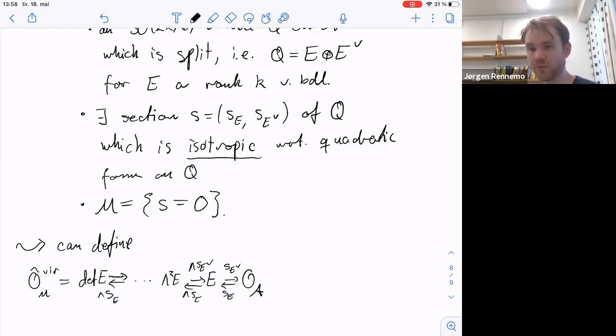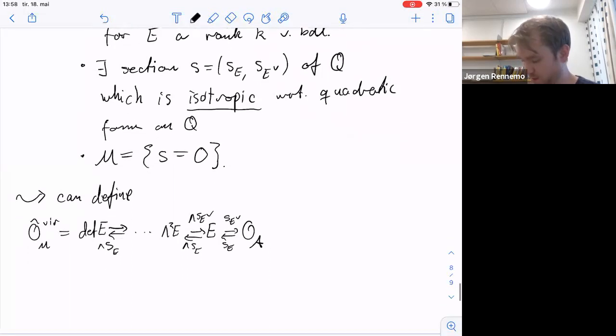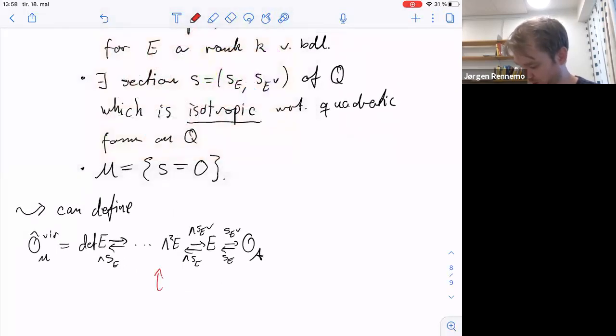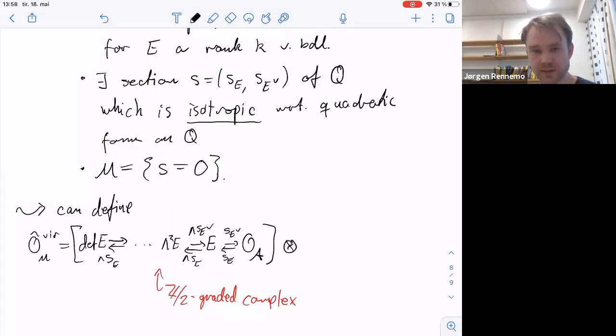So you have arrows going both ways. What that means is this isn't really a complex in the usual sense. This is really just a Z mod 2 graded complex. That's good enough for K-theory. Okay, so you take this and you have to twist it by some. You have to normalize it somewhat.